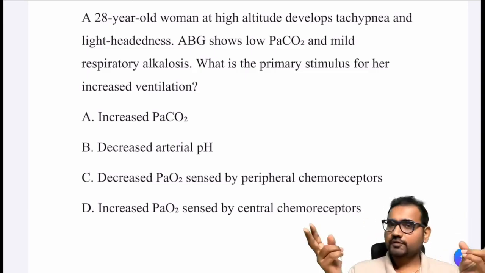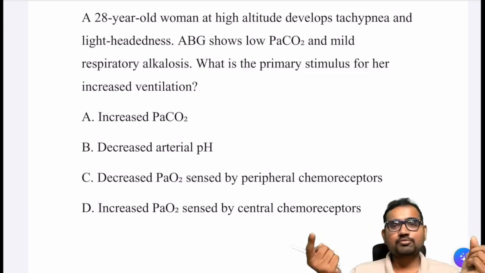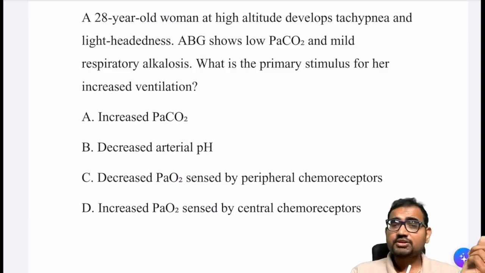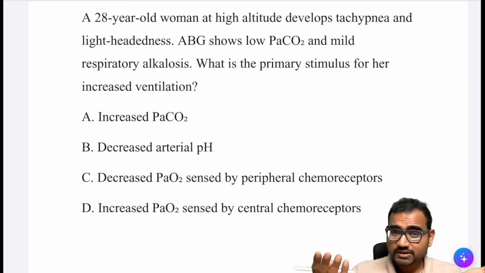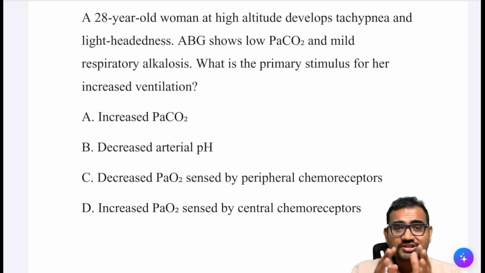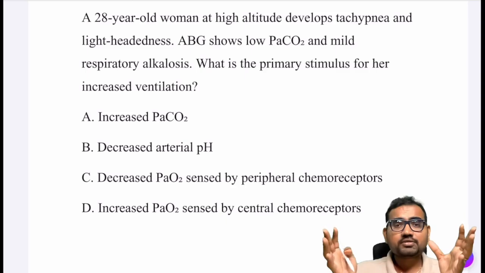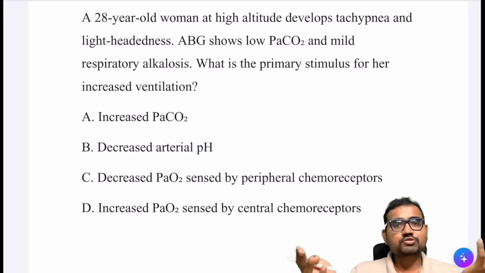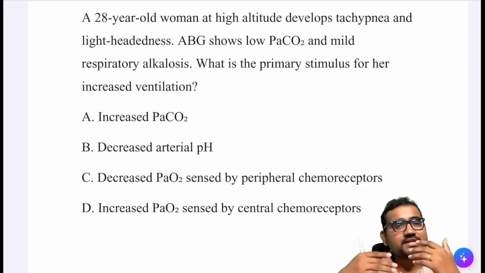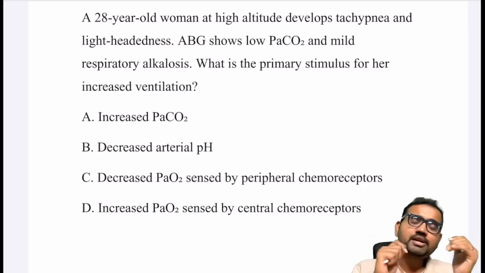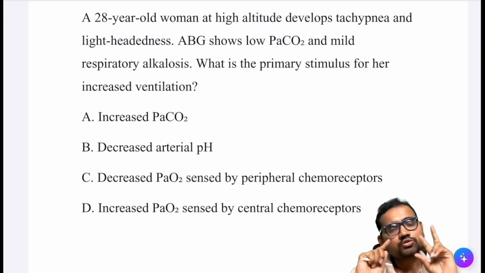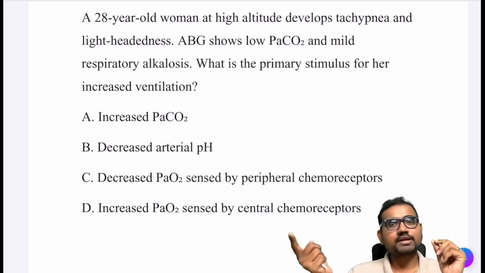There are two types of chemoreceptors: peripheral and central chemoreceptors. In the previous session I talked about baroreceptors. Baroreceptors are stretch receptors present on the vessel wall. They control blood pressure, vasoconstriction and vasodilation, and they control parasympathetic and sympathetic activities. Similarly, there are two types of chemoreceptors: peripheral and central.